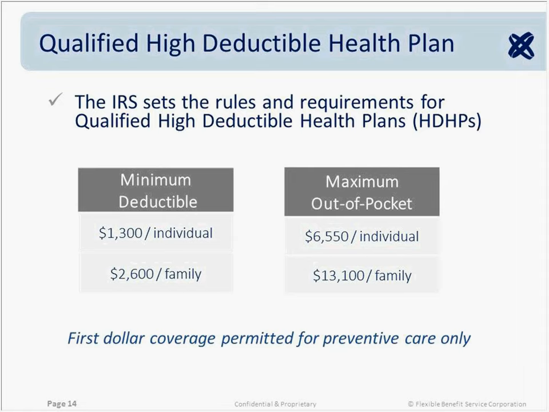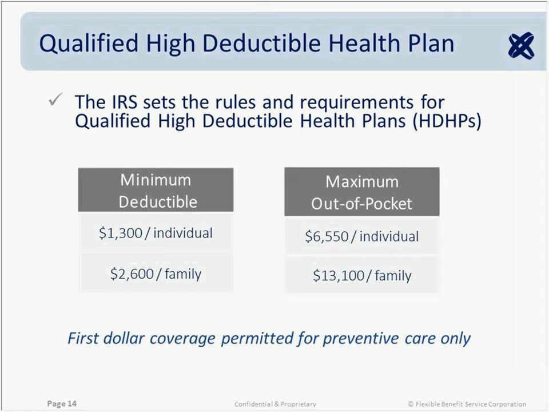So first, in order to meet the definition of a qualified HDHP, a health plan that is covering a single person must have a minimum deductible of $1,300. If it is a family plan, that minimum deductible is $2,600.